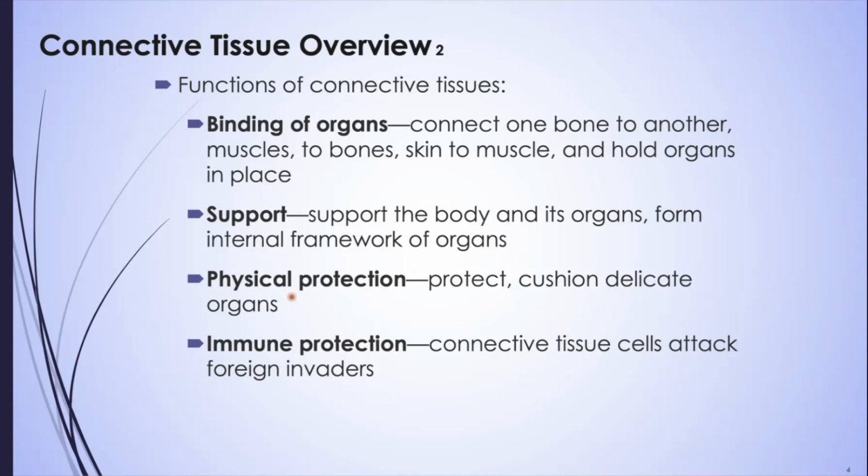Physical protection. They're going to protect and cushion those delicate organs. Believe it or not, fat, adipose tissue, is a cushion for us, and it's a necessary cushion for us. We'll get to that when we get to the adipose, so no worries. Immune protection. Your connective tissue cells are going to attack foreign invaders.